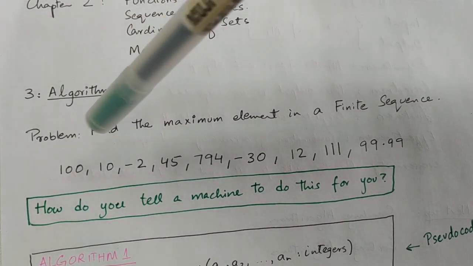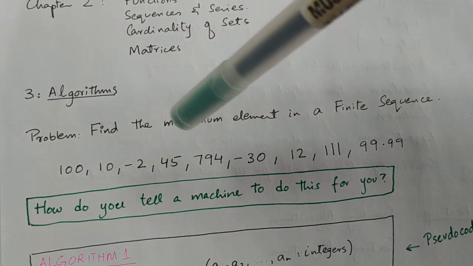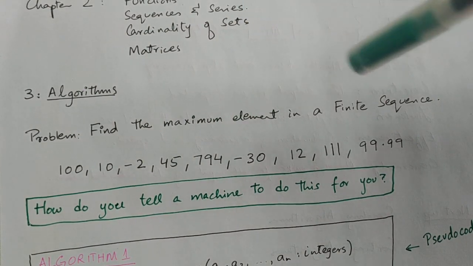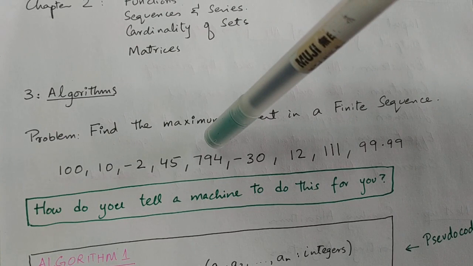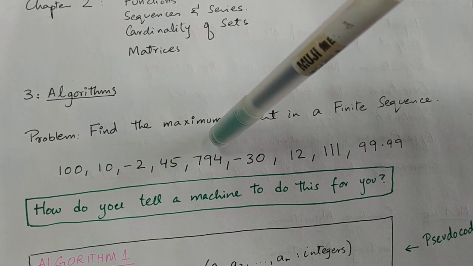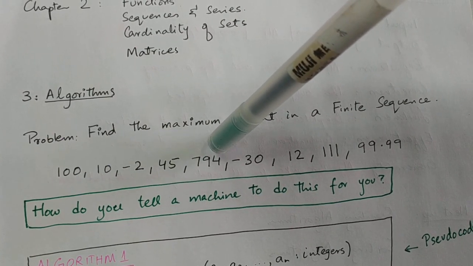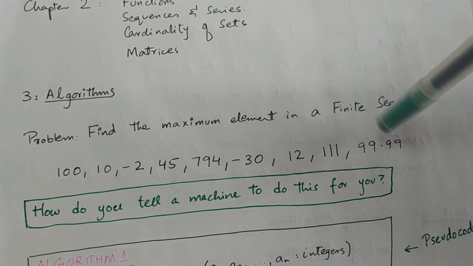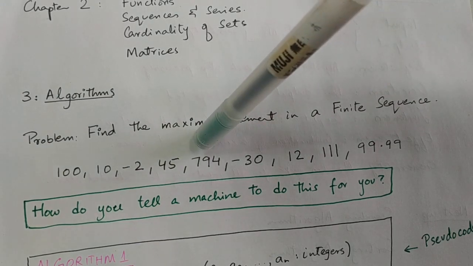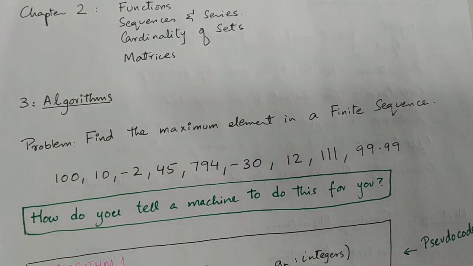So 100, 10, minus 2, 45, 794. I already get a feeling that this might be the largest number, so I keep that in the back of my mind. I go through the rest of the list and I see no other number was bigger than 794, so this is my maximum element, right? But that's not the problem. The problem is not to find the maximum element.